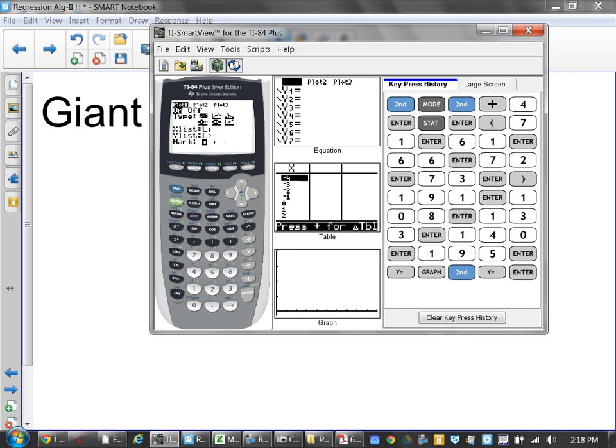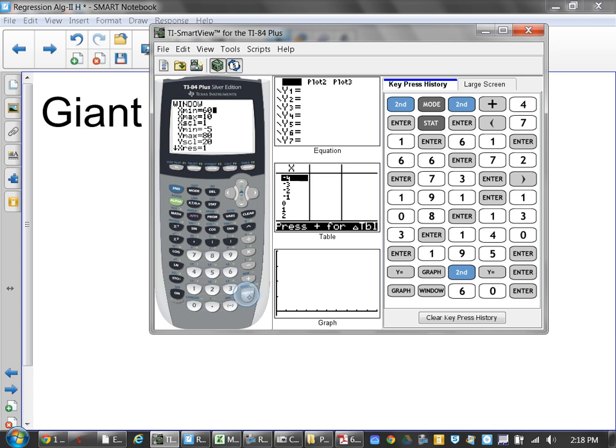Now, once this goes, go ahead and hit graph again, and depending upon what your window is set at, you may or may not see that. So now, we're going to adjust our window. Since you have your data set in front of you, what is your minimum value of X? Your minimum value according to your data list is 61. So I'm going to set my X min to be at 60.